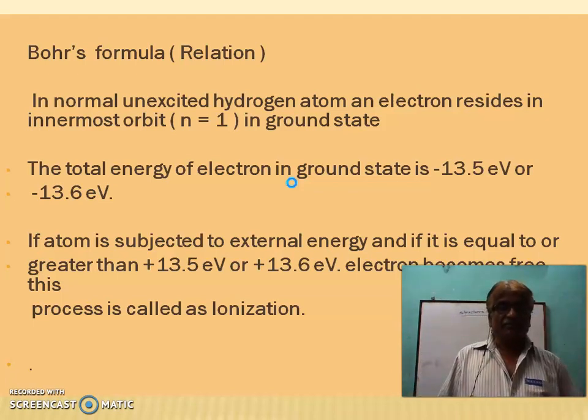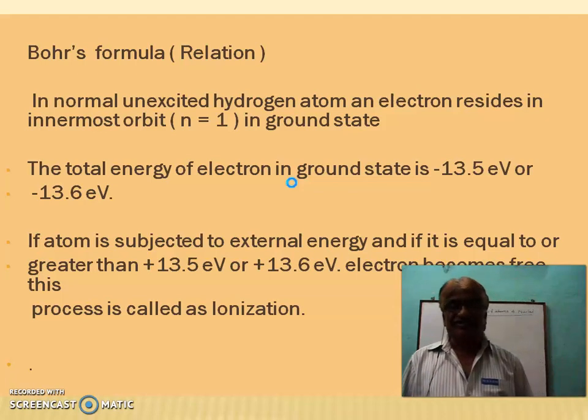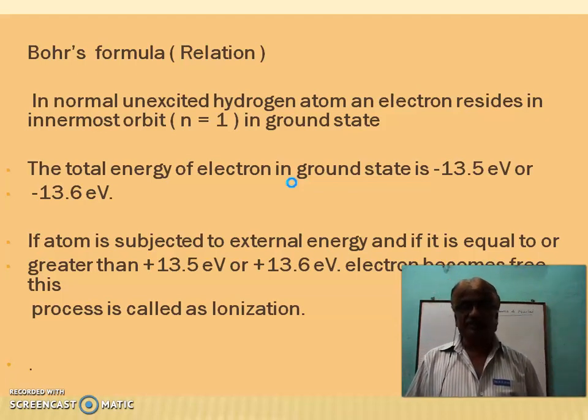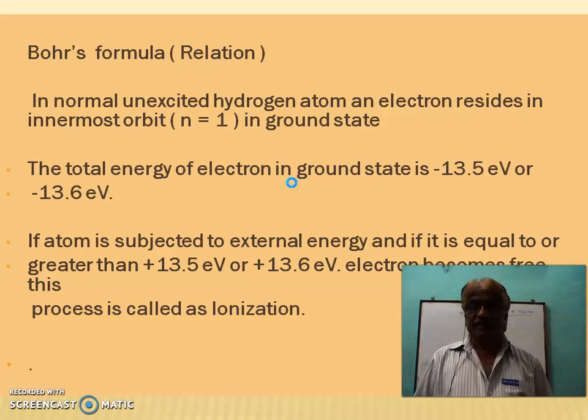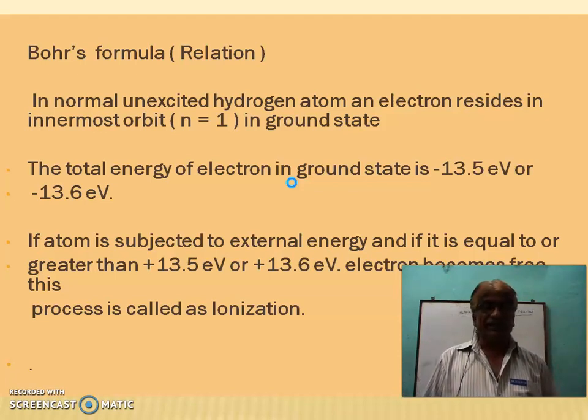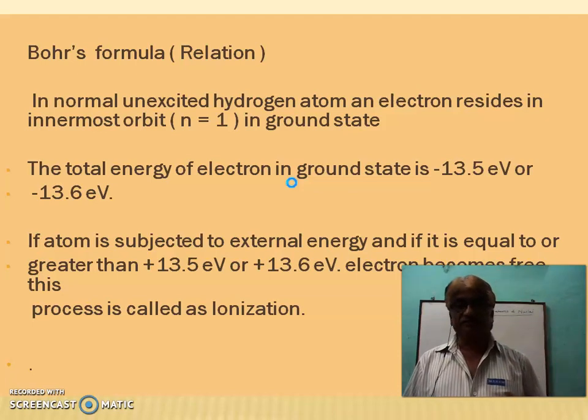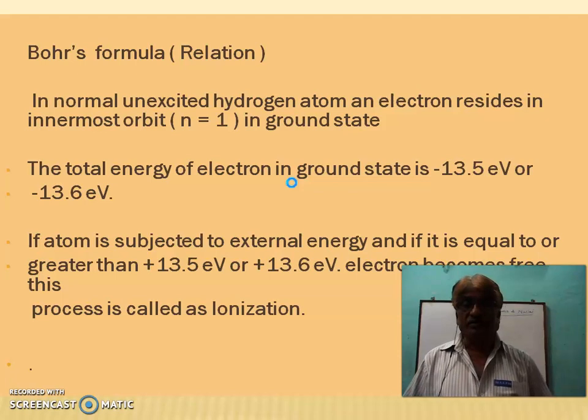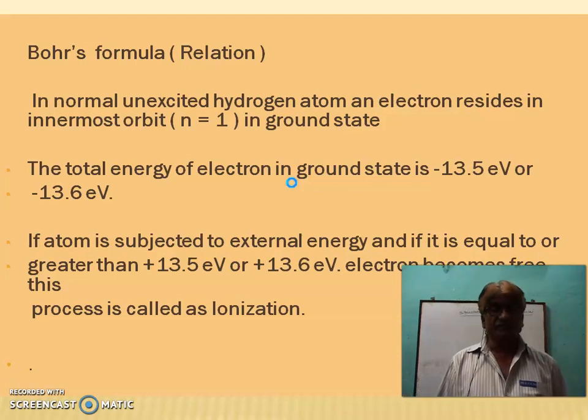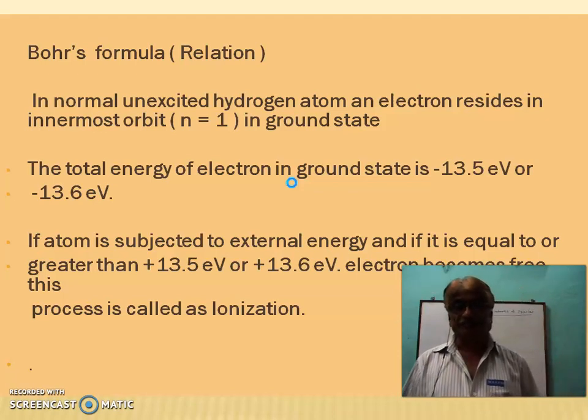If the atom is subjected to external energy equal to or greater than plus 13.6 electron volt or plus 13.5 electron volt, then the electron becomes free. Such a process is called ionization.